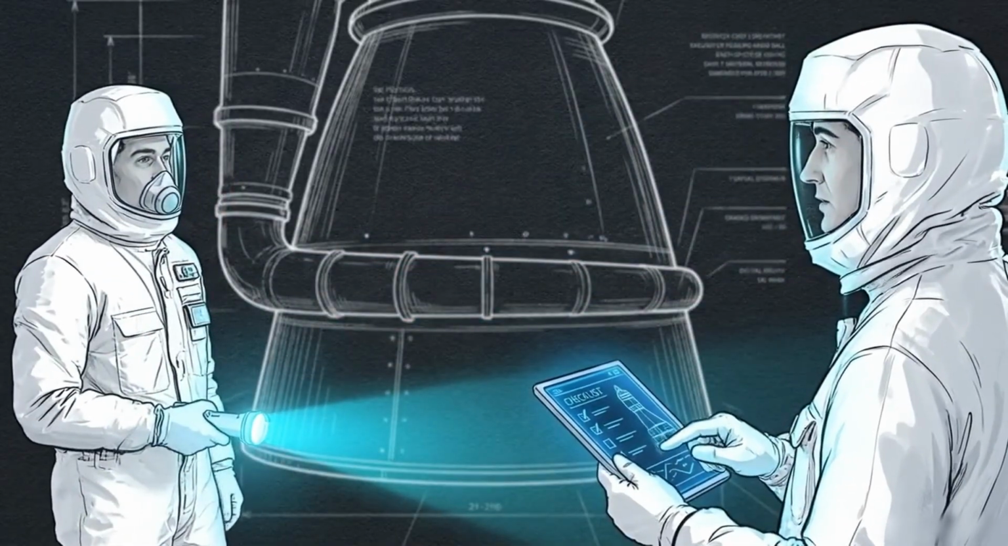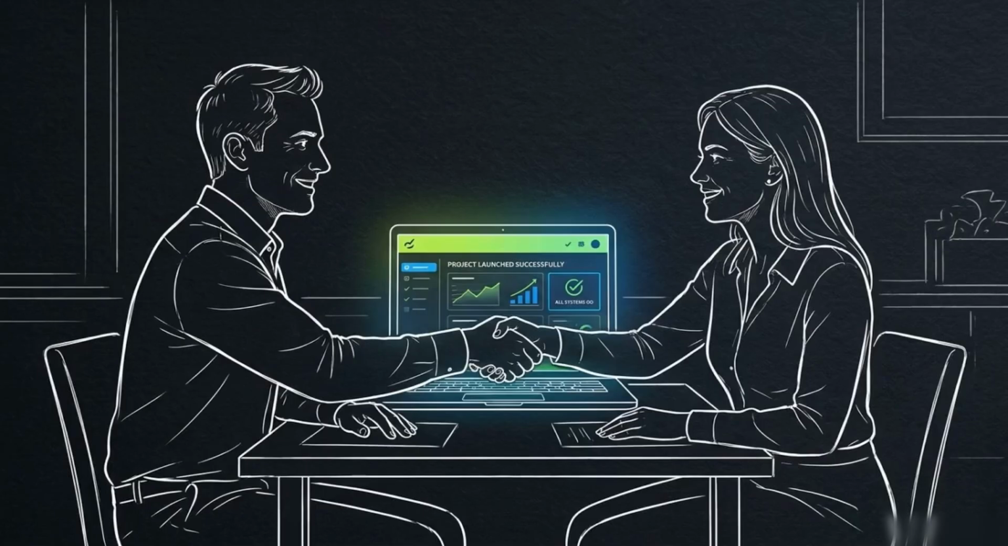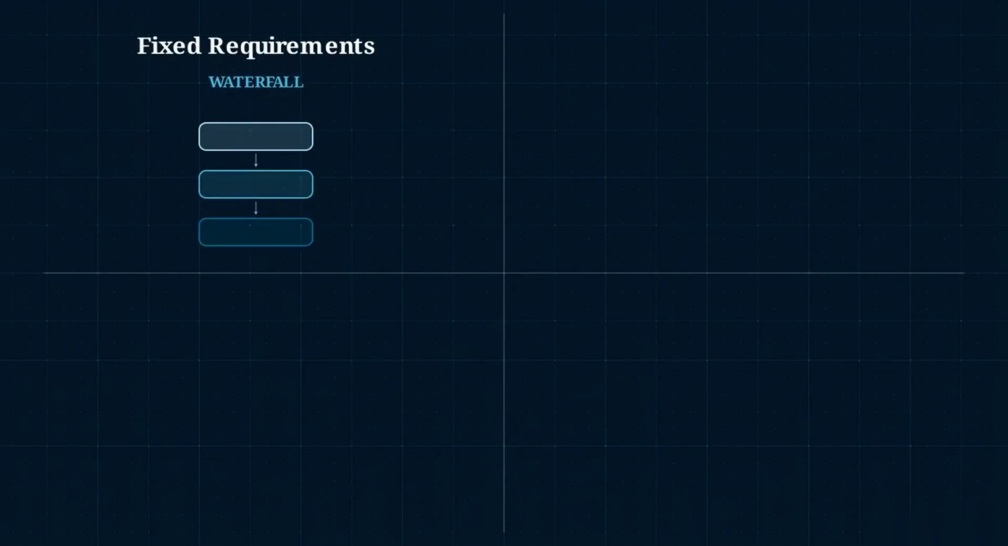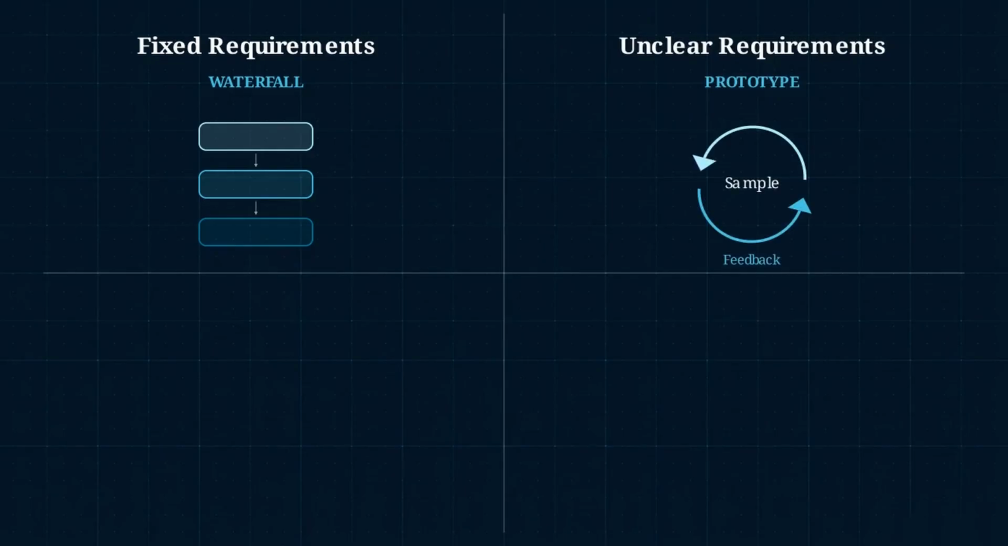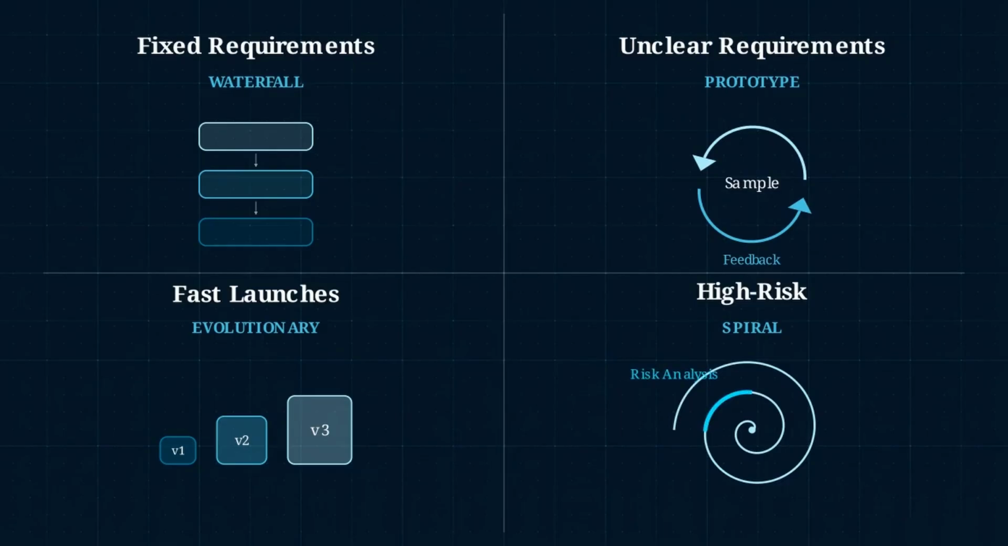critical step. You can think of these 4 models as a strategic toolkit. Matching the specific model to the needs of the customer dictates whether a project succeeds or fails. This matrix brings it together. Fixed requirements get the strict downward flow of waterfall. Unclear requirements get the feedback loop of prototype. Fast launches get the expanding blocks of evolutionary. And high-risk systems rely on the careful outward loops of the spiral model.